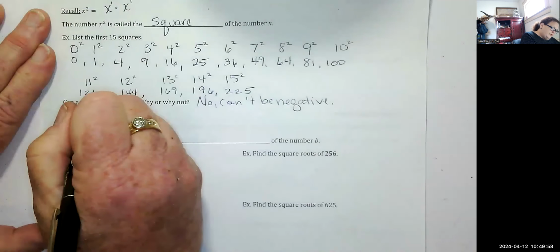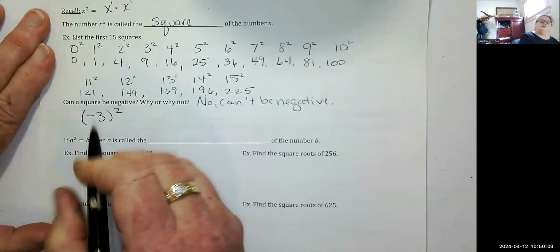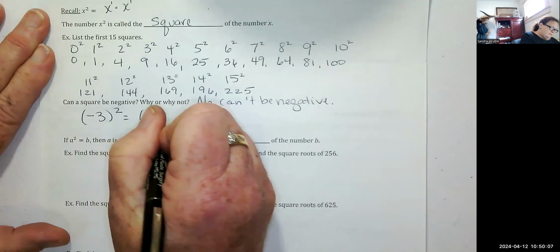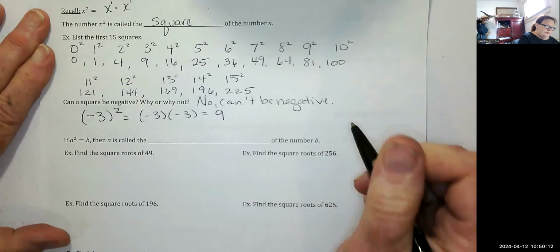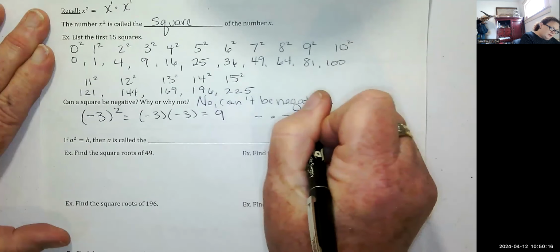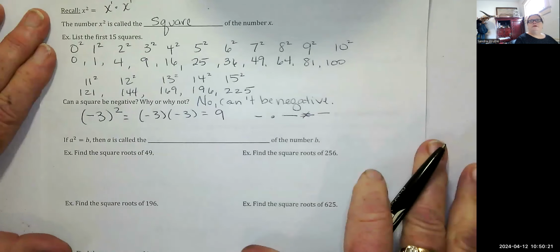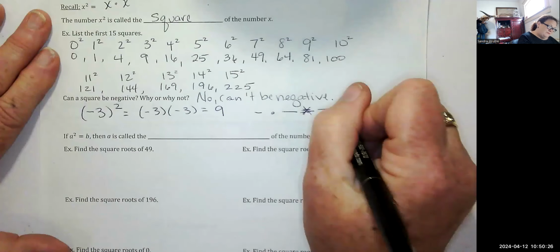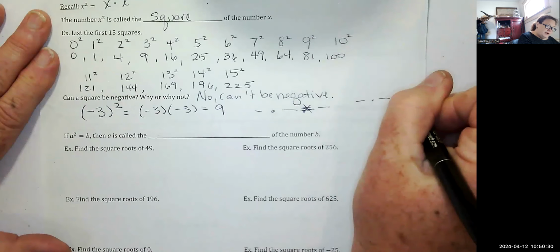Well, here's proof. If you put in -3 and you square it, remember it's got to have parentheses, then that is -3 times -3, and that's going to be a +9. So a negative times a negative cannot be negative. So no. A negative times a negative has to equal a positive.